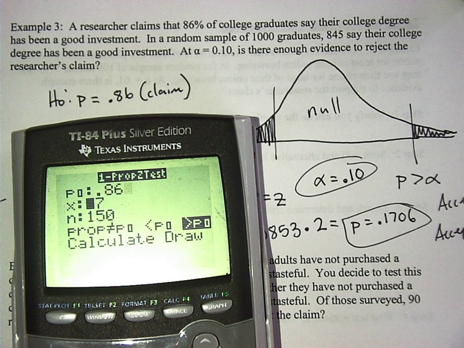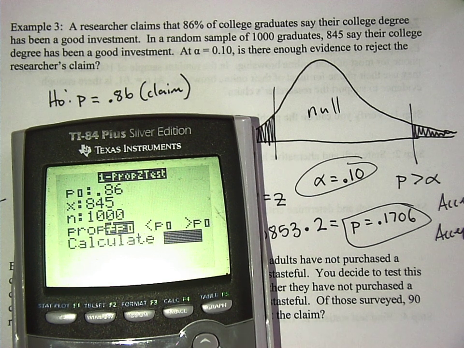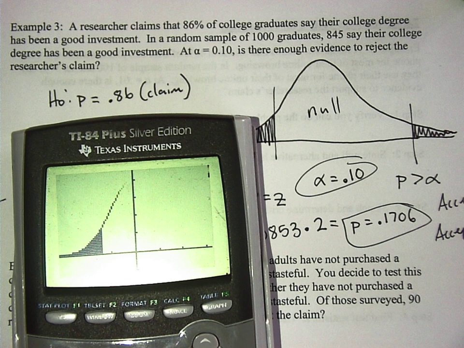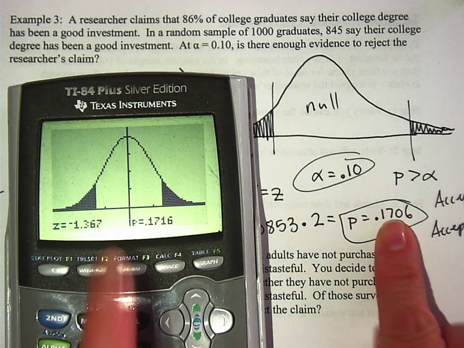0.86 is our p sub o. What's x? 845, the whole number, because it's 845 out of 1,000. So x is how many yeses you get. It is a two-tailed test. And then I'm going to hit draw. 0.1716. Why are these different?